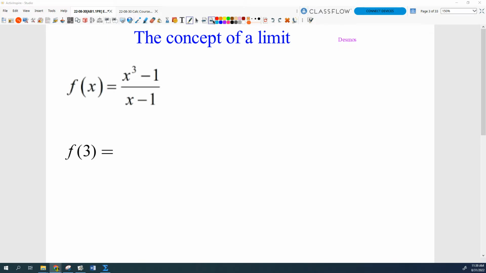So we've got this function, f of x equals x cubed minus 1 over x minus 1. Well, we know how to evaluate a function. f of 3 would just be what? I'm going to get 3 cubed, so 27 minus 1 over 3 minus 1. So I get 26 over 2, so 13. Everybody agree with that? Give me thumbs up, thumbs down, thumbs sideways. We all good with that?